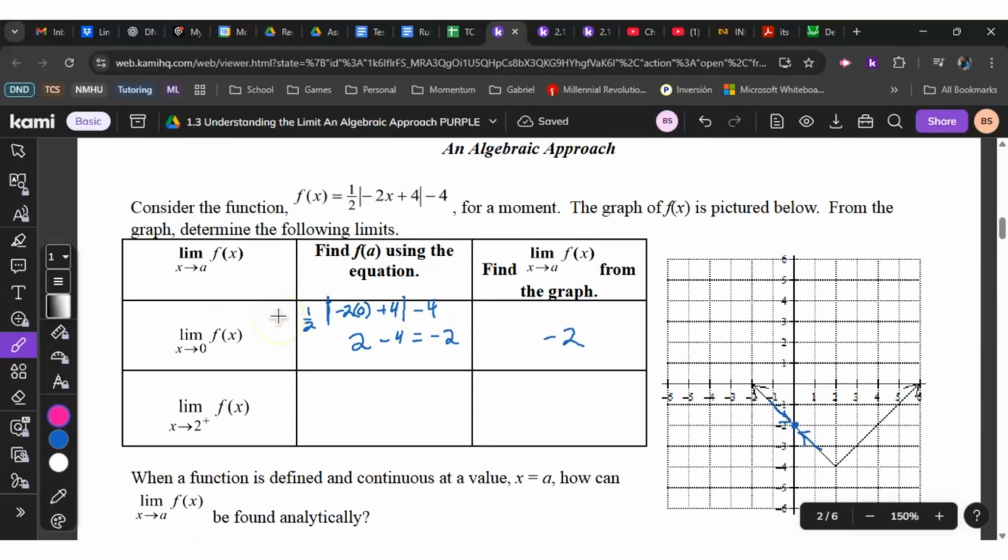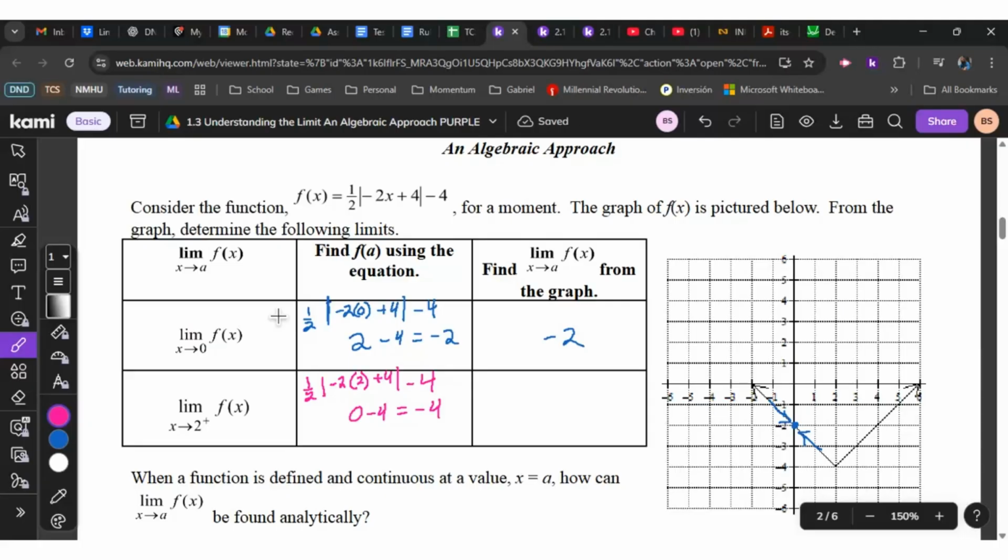Does the positive side matter when I'm just plugging it into the equation? Not technically, right? There is a chance that it could matter because of these absolute values, but you're going to see in this case it's not going to make a difference. So we're going to get 1/2 times the absolute value of negative 2 times 2 plus 4, minus 4. What's negative 2 times 2? Negative 4. What's negative 4 plus 4? 0. And what's the absolute value of 0? Still 0, right? And then 0 times 1/2? Still 0. We like it when we get zeros, right? So we literally have 0 minus 4 or negative 4.